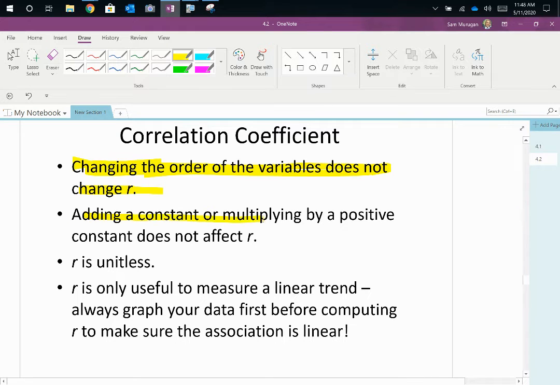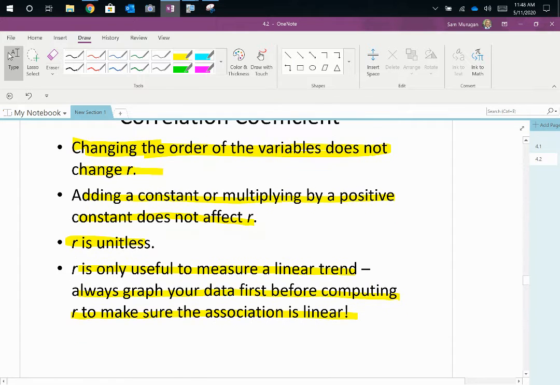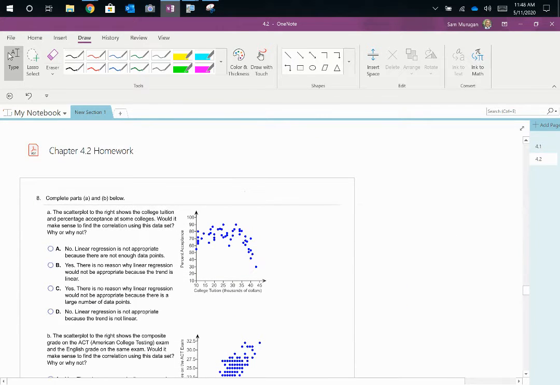Adding a constant or multiplying by a positive constant does not affect R. So if I were to multiply each of those heights and each of those weights by 3, it doesn't affect the value of the correlation coefficient. R does not have a unit, and R is only useful to measure linear trend. Always graph your data before computing R to make sure the association is linear. So sometimes we would assume that it's linear based on the type of problem that we're given.